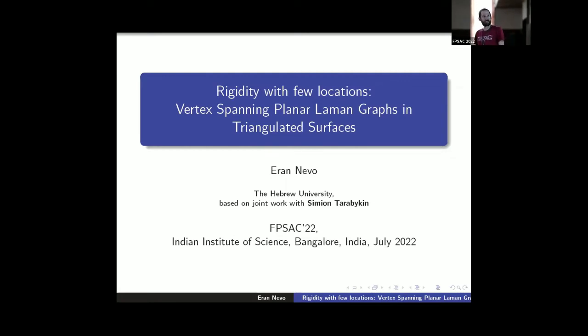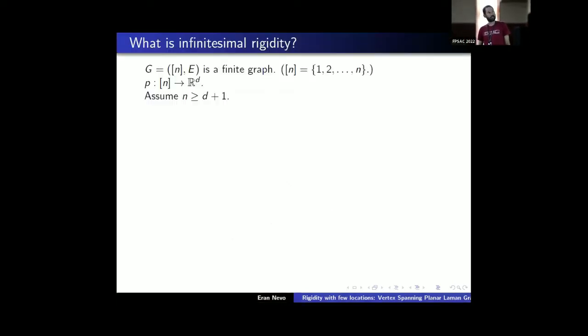The topic is rigidity with few locations, and the subtitle is the title of a recent paper with Simeon Tarabikin. We will get to that in the second half of the talk. So let's start with what is infinitesimal rigidity.